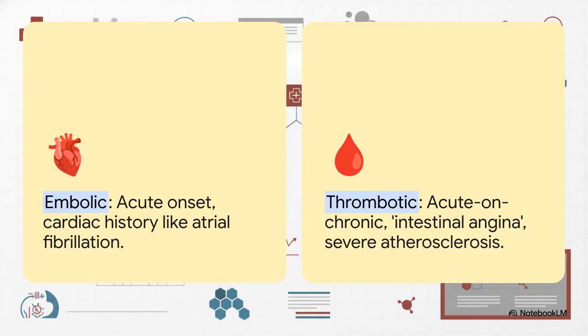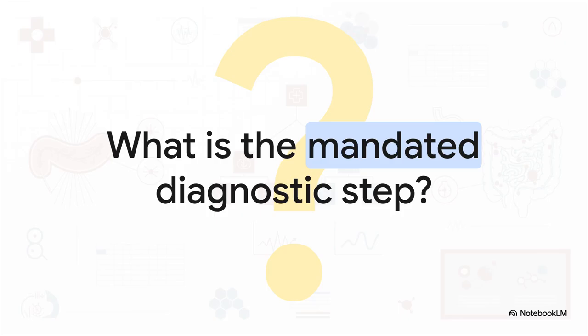Let's isolate the diverging variables in these presentations. Acute mesenteric ischemia usually falls into two camps, embolic or thrombotic. An embolic event is highly acute, and it typically originates from a cardiac source. Your classic board presentations are going to feature a patient with untreated atrial fibrillation. Conversely, a thrombotic event, that's acute on chronic. These patients already have severe pre-existing atherosclerosis. They'll usually give you a history of intestinal angina, that postprandial pain and severe food fear that leads to significant weight loss.